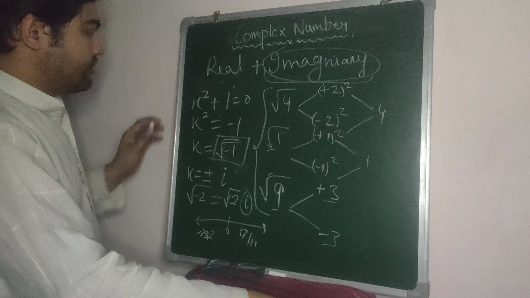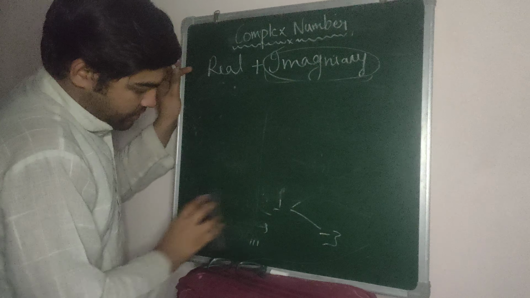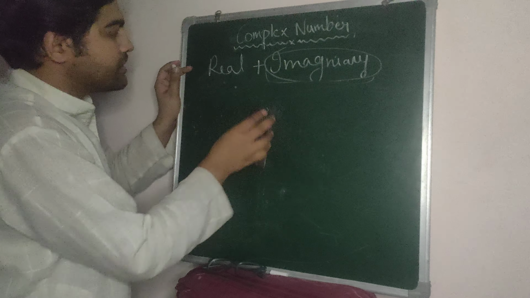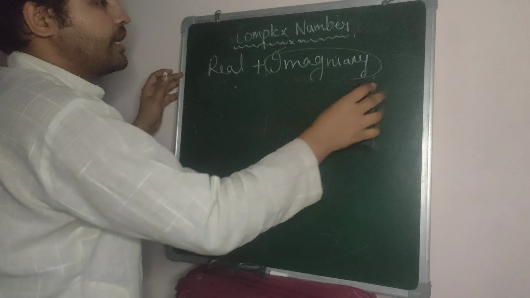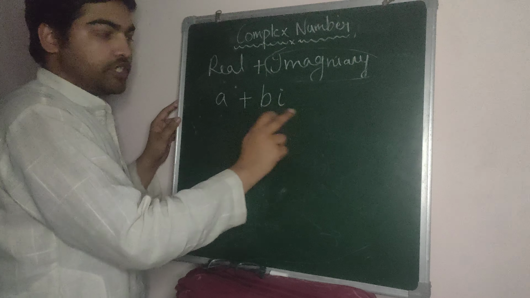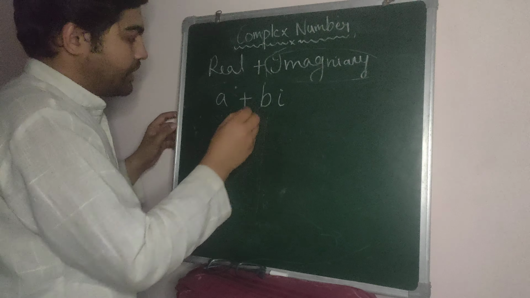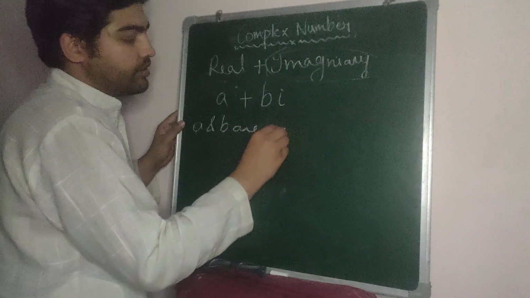Now, what is the representation of a complex number? A complex number is represented as a real plus an imaginary number. Let us consider any real number a and any imaginary number bi. Why i? i is the imaginary number, iota. b is a real number. Here a and b are real numbers.